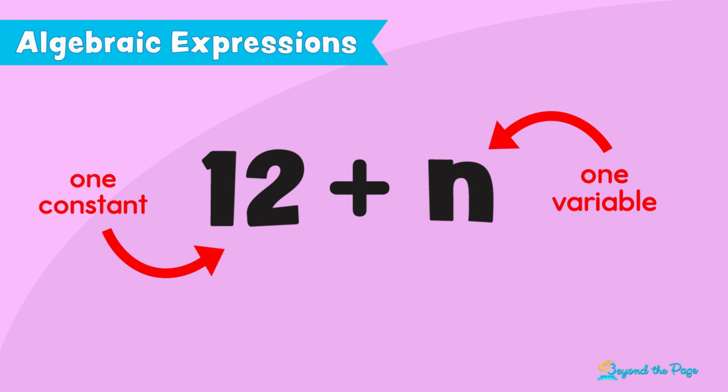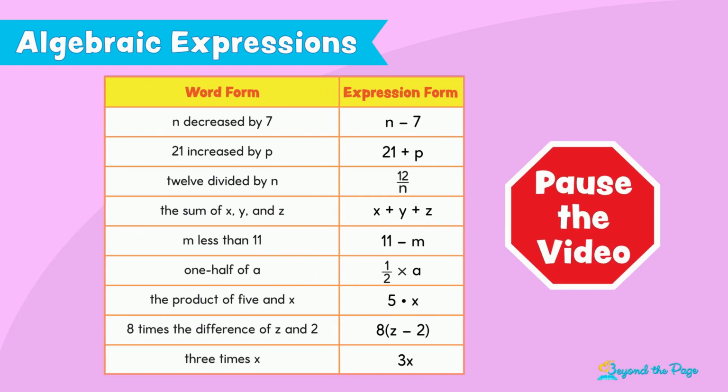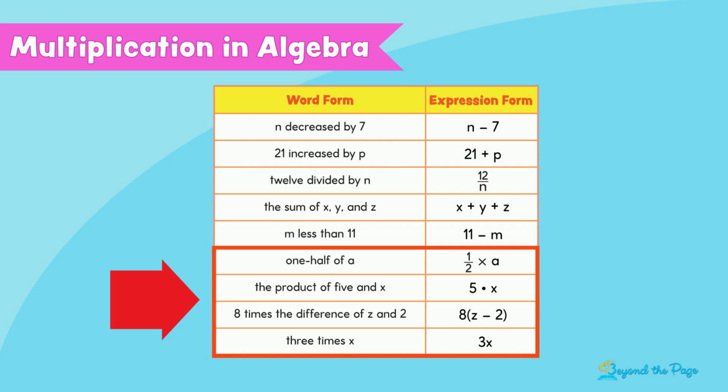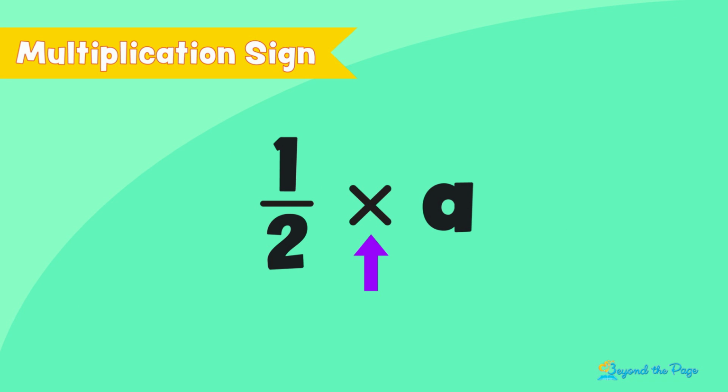In fact, an algebraic expression can, and often does, have more than one constant and variable. Pause the video and carefully read over these examples of algebraic expressions shown in word and symbol form. Notice how multiplication is written in algebra. The last 4 expressions on this table all show multiplication, but they use different formats. The multiplication sign. As you advance in algebra, you'll find the multiplication sign is used less frequently because it looks very similar to the variable x.